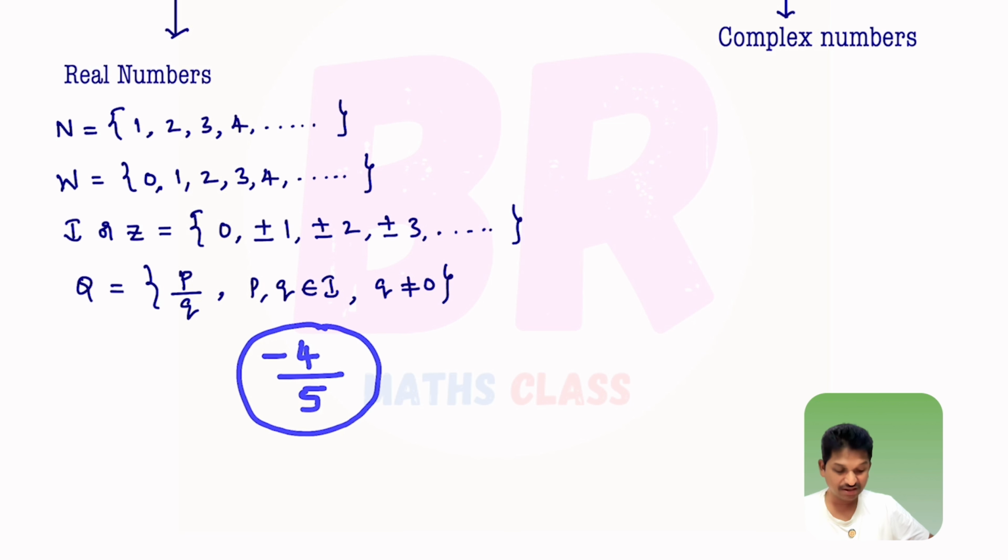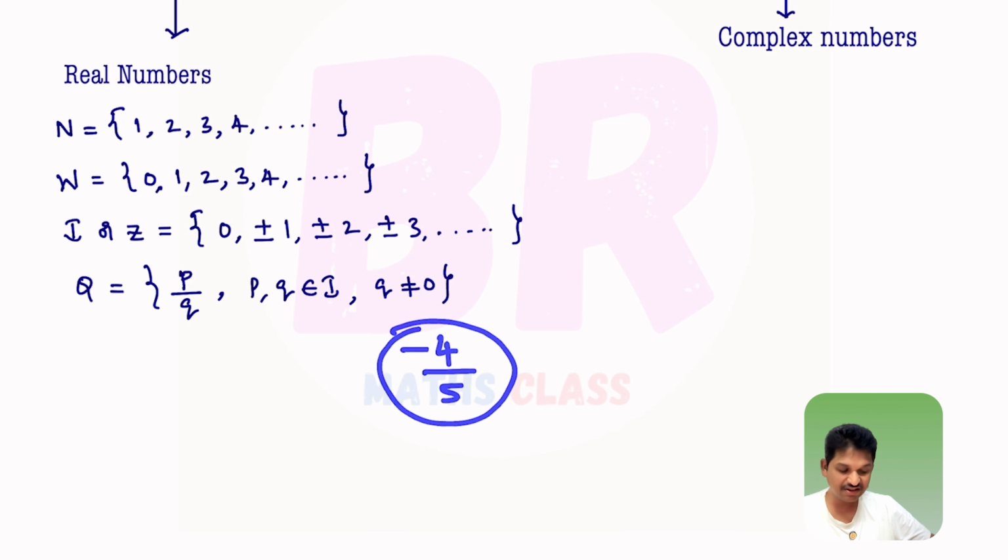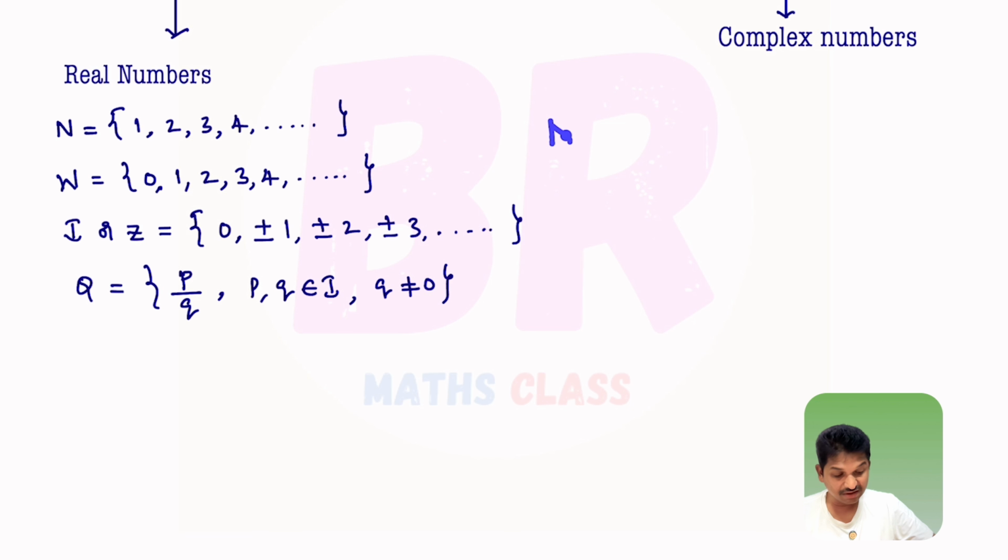What you need to check? -4 is an integer. 5 is an integer. Yes. And this denominator is not equal to 0. So -4 by 5 is a rational number. And here they see natural numbers.